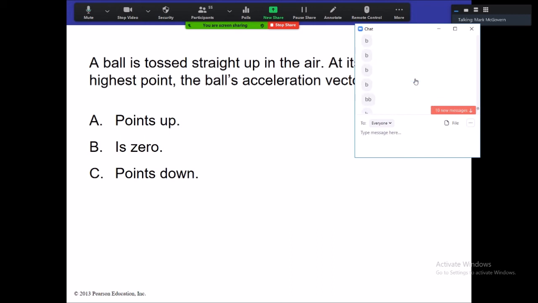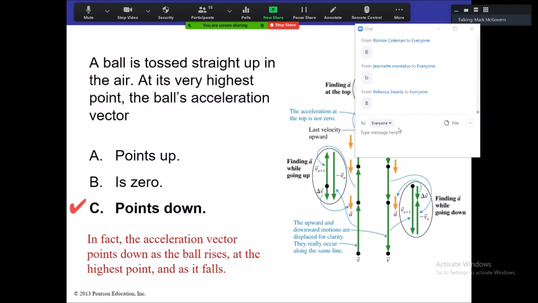We got some B's coming in pretty hard. I got a C in here, another C. Now the C's are rolling in. Got B's and C's. Well, I think we're pretty certain it's not A, right? The answer here is C.